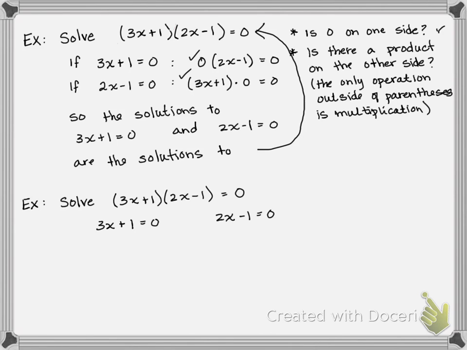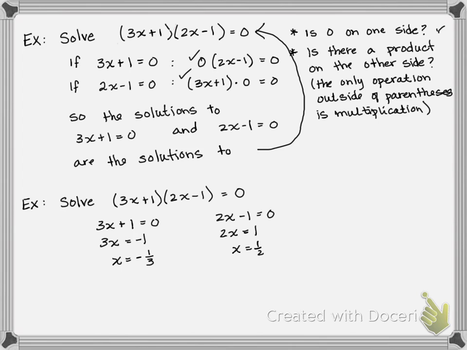So on the left, I'm going to subtract 1 from both sides, which gives me 3x equals negative 1. And then divide both sides by 3, which gives me x equals negative 1/3. On the right side there, I'm going to add 1 to both sides. So 2x equals 1 and x equals 1/2. So the solutions to my equation are negative 1/3 and 1/2.